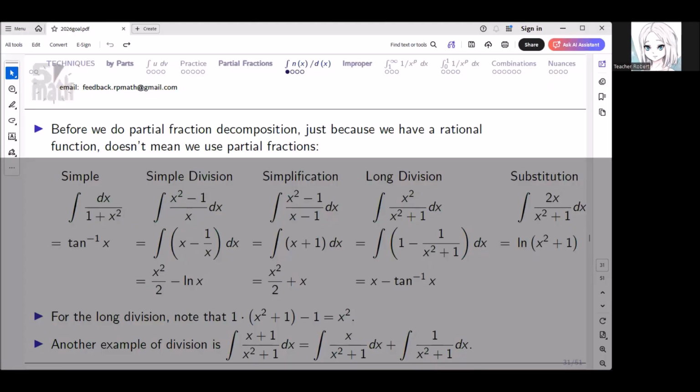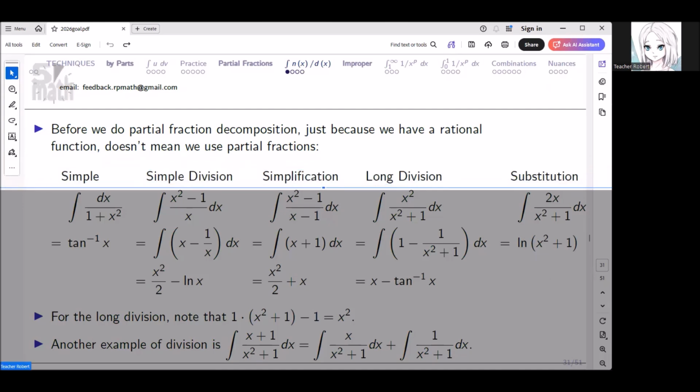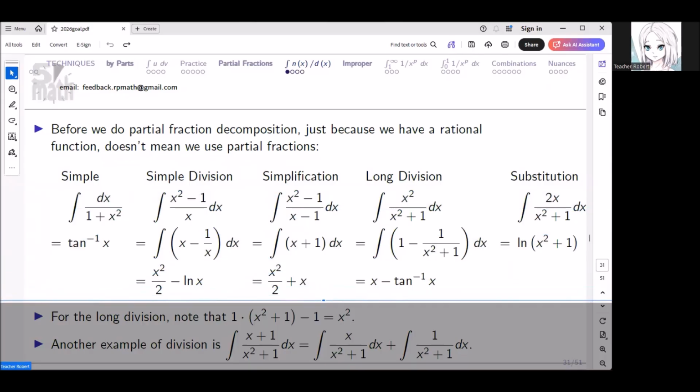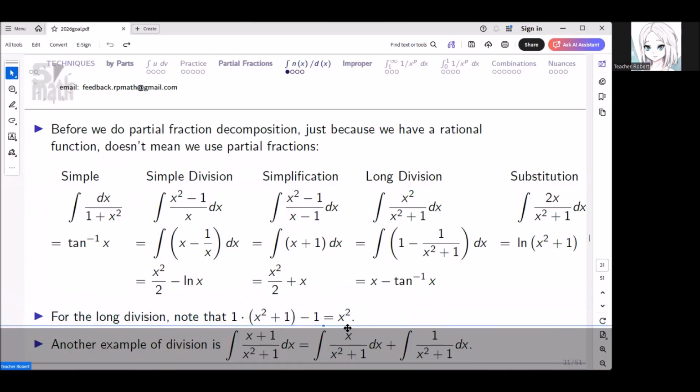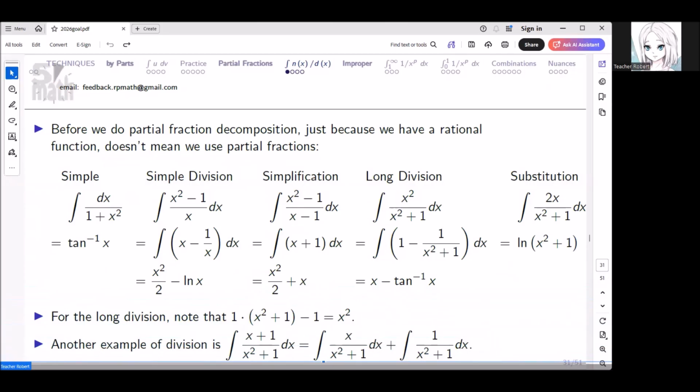Before we do partial fraction decomposition, just because we have a rational function doesn't mean we use partial fractions. Consider simplification, long division, and substitution, where we have the following. For the long division, note this. Another example of division is this.